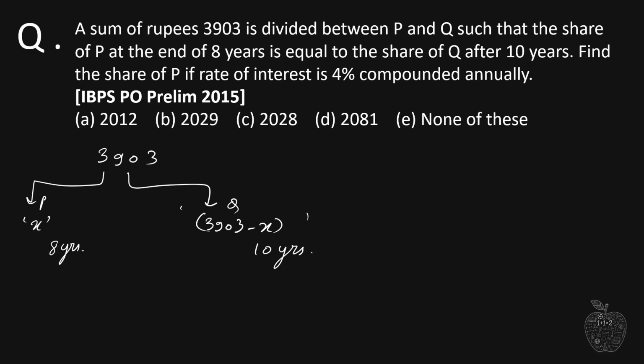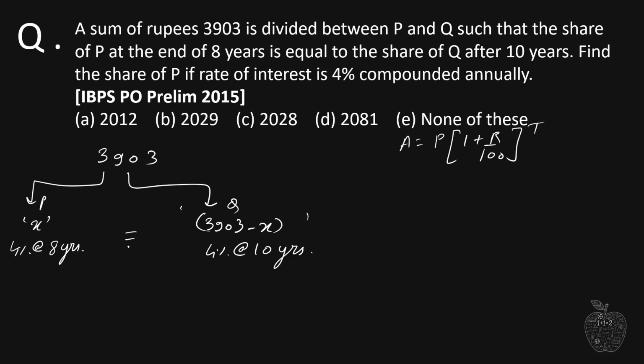Find the share of P if the rate of interest is 4% compounded annually. So the rate of interest is the same for both, 4%. It has already told us that the share of P and the share of Q become equal. So that means the amounts become equal. So the formula for amount in compound interest is what? P times (1 plus R by 100) to the power T.